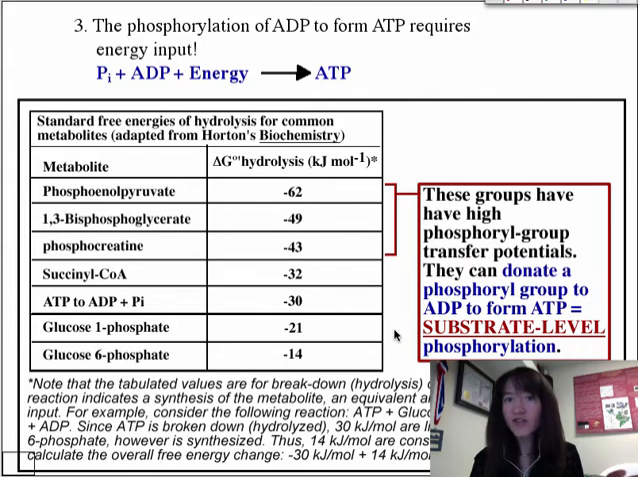Now that totally differs from oxphos. Oxphos uses the PMF to make ATP. So substrate level phosphorylation is completely different. It uses a high energy molecule rather than the PMF to power the synthesis of ATP.